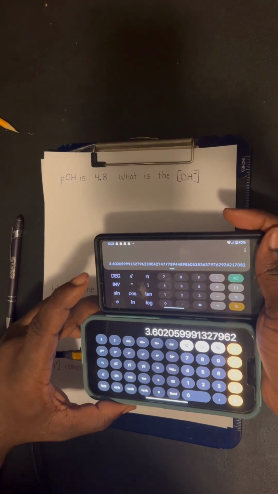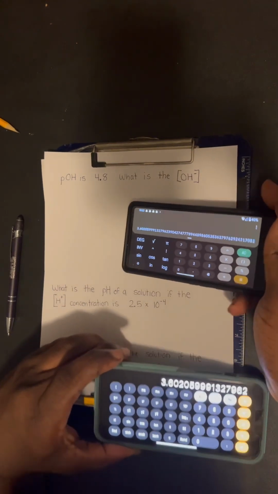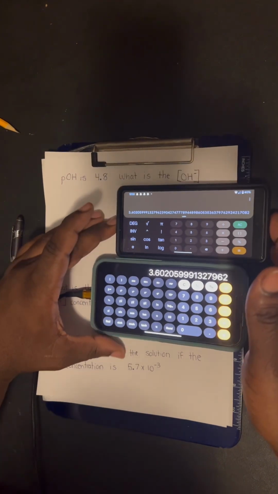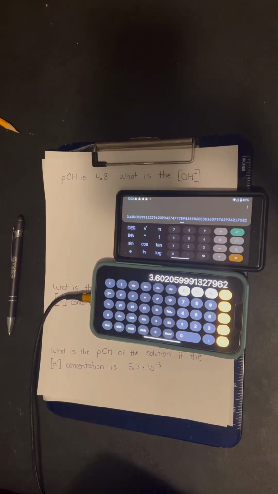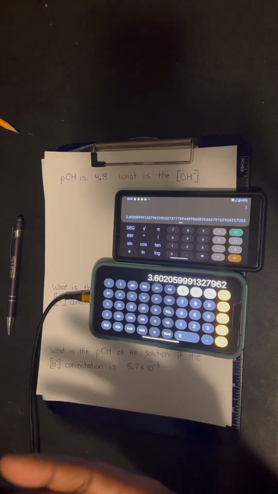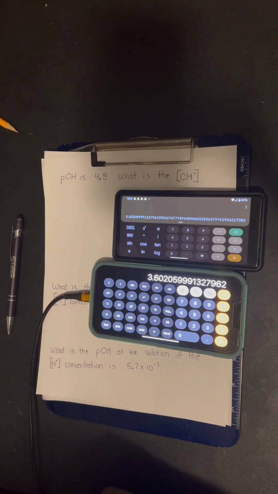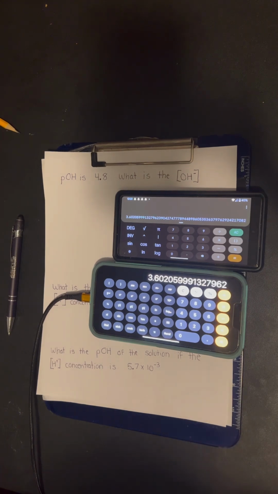So that's how you calculate it on both the iPhone and the Android calculator. Now let's do one more. It says this has nothing to do with the calculator. This is just for if you don't know how to solve it. What is the pOH of the solution if the hydrogen concentration is 5.7 times 10 to the negative 3?